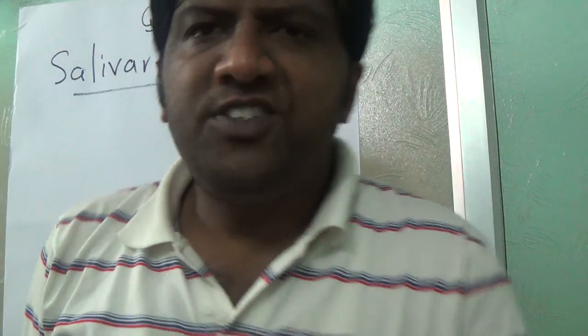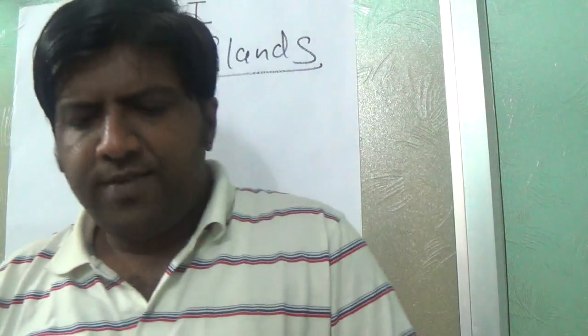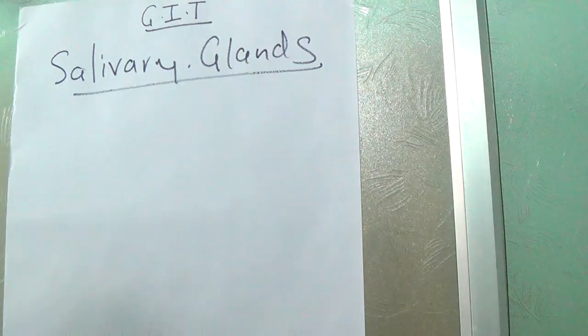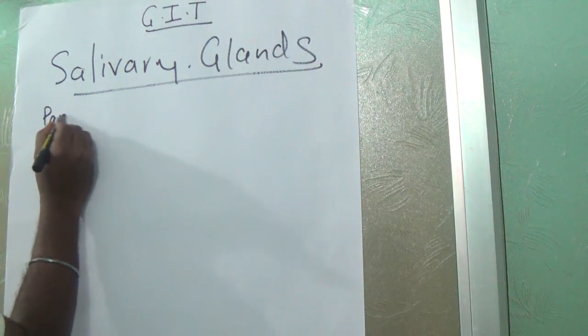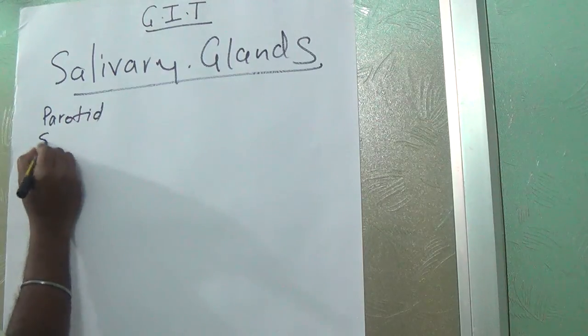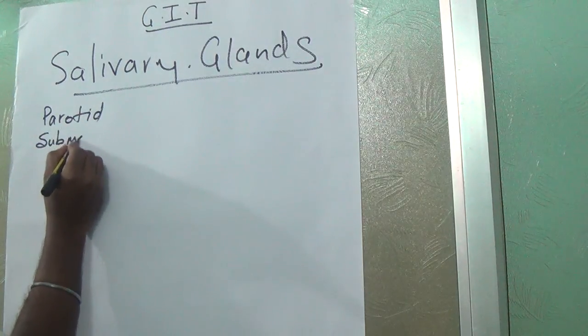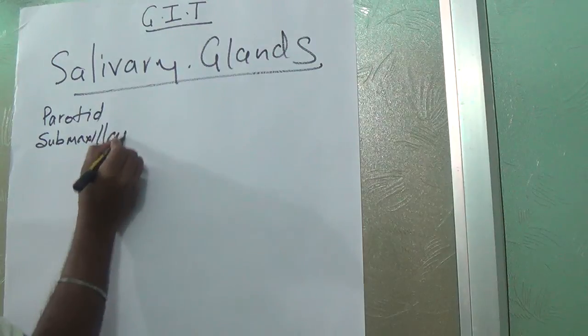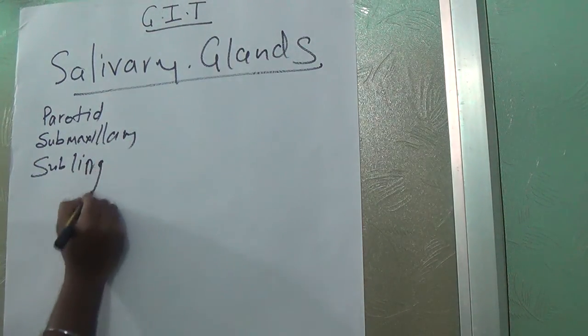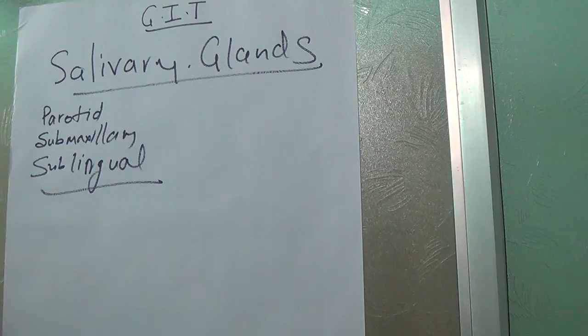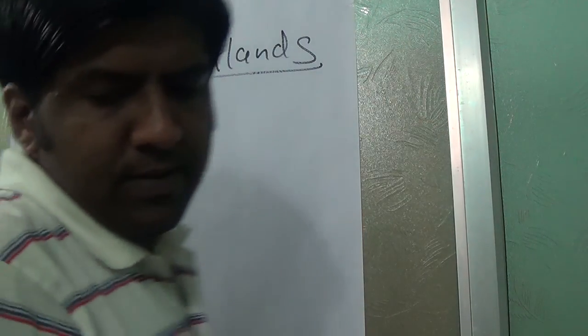Now what are the salivary glands? They are the ones which secrete saliva. So there are three major salivary glands if I take, and these three glands are parotid, submaxillary, sublingual. So I have got three main glands.